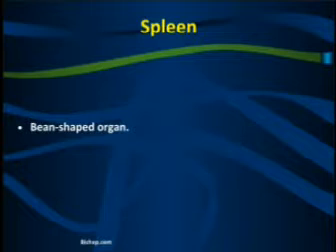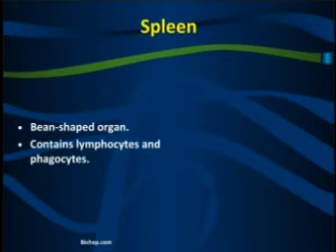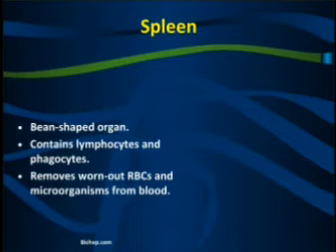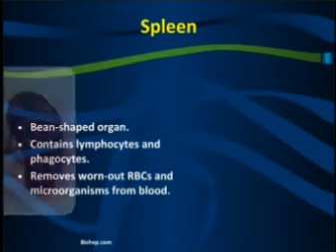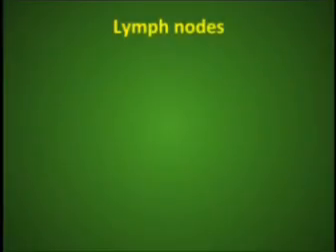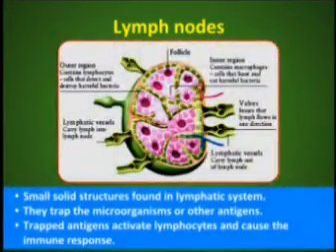The spleen is a bean-shaped organ, containing lymphocytes and phagocytes, which removes worn-out RBCs and microorganisms from the blood. It is also known as the graveyard of RBCs, and it is also a kind of reservoir of RBCs. Lymph nodes, here you can see, are small solid structures found in the lymphatic system. They trap microorganisms or other antigens. Trapped antigens activate lymphocytes and cause the immune response.